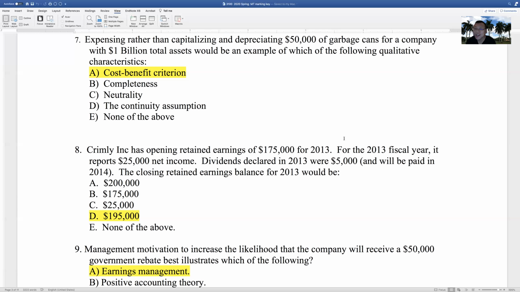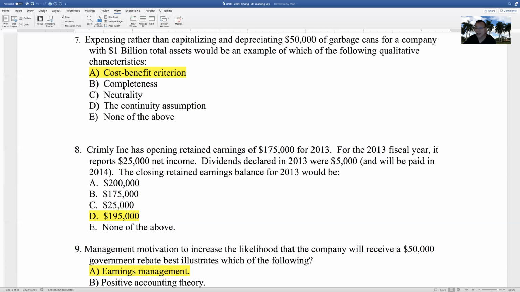Cost of benefit. What's the benefit to including that $50,000 as asset versus expenses, if your total asset is 1 billion? And the cost is you hire a CPA to book this as asset, and then you do the amortization, depreciation. It's going to take you time. So the additional cost does not justify the benefit. So this is from the perspective of a cost-benefit criteria.